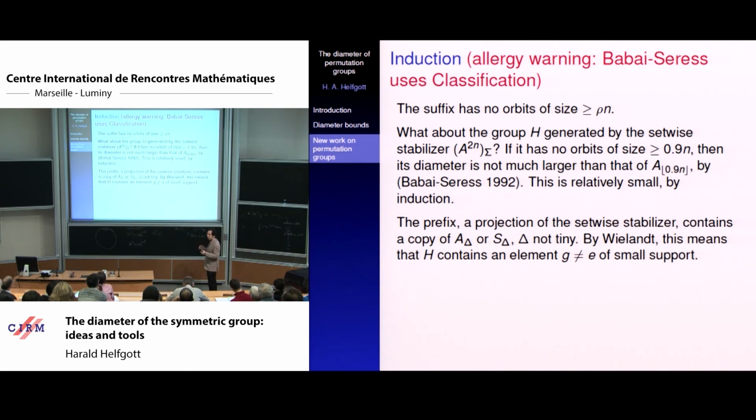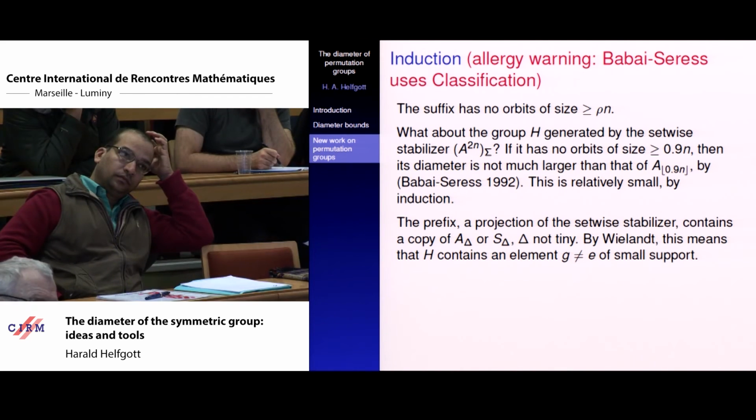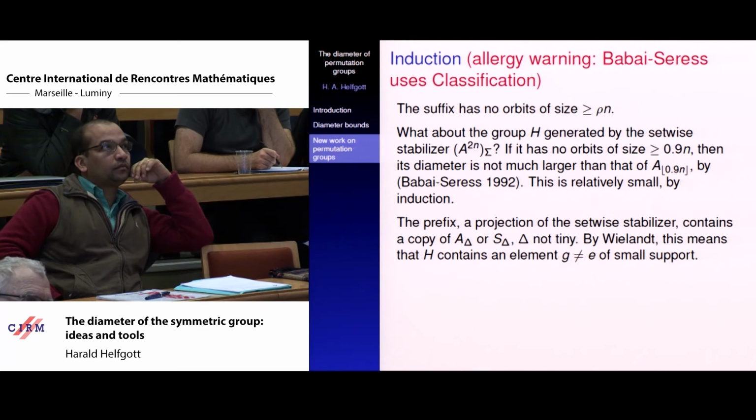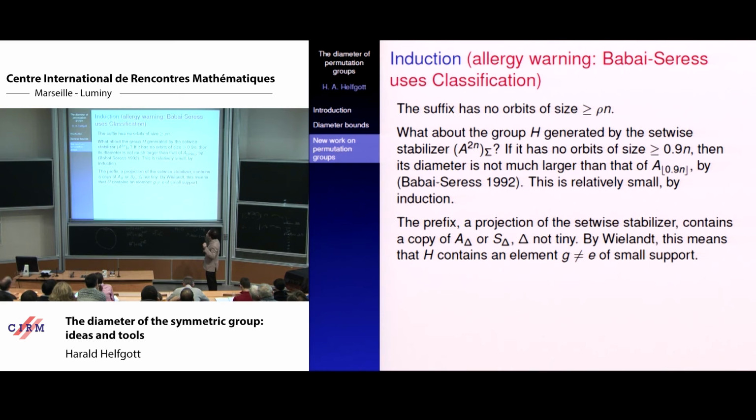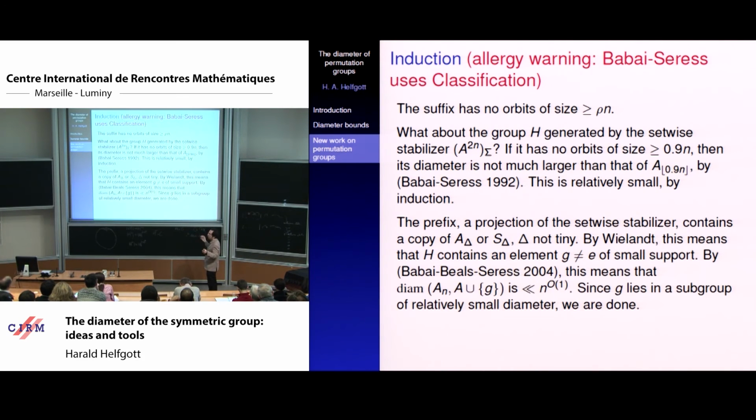An element of support no bigger than n over 3. Once you have an element of support no bigger than n over 3, you can go down in support very quickly by conjugation. This is something that appears in several places, but in particular in Babai-Seress. And then you get a polynomially bounded diameter, polynomial in terms of the diameter of that smaller alternating group that I told you about. So if you can pass to a smaller alternating group, you're done. Now, what happens if you can't?